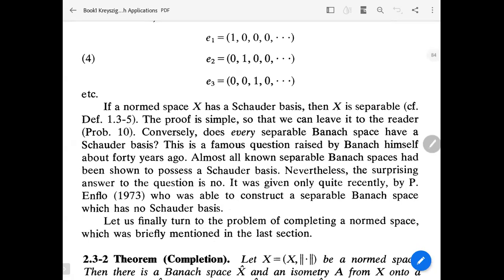So we'll study separable metric spaces. If there is a countable dense subset, then the space is separable. So if X has a Schauder basis, then X is separable.